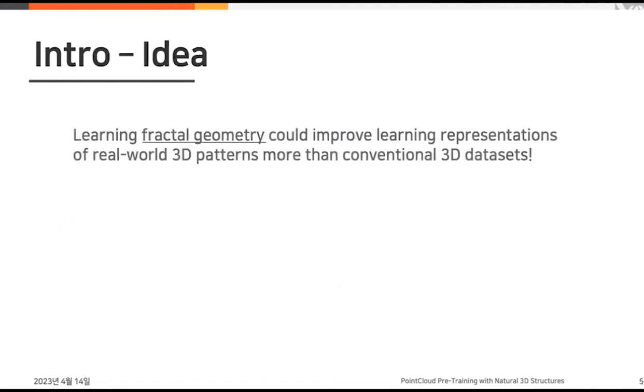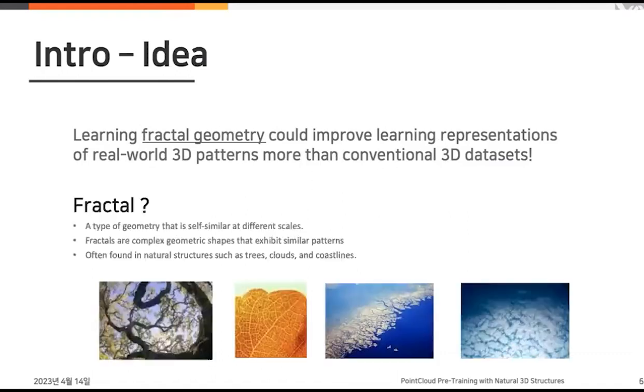So the authors came up with this very interesting idea, which was that learning fractal geometry could improve learning representations of real-world 3D patterns more than conventional 3D datasets. So what is fractal? Fractal here refers to a type of geometry that is self-similar at different scales, meaning there are complex geometric shapes that exhibit similar patterns at different levels of magnification. And they are often found in natural structures such as trees, coastlines, and clouds, like these images here.